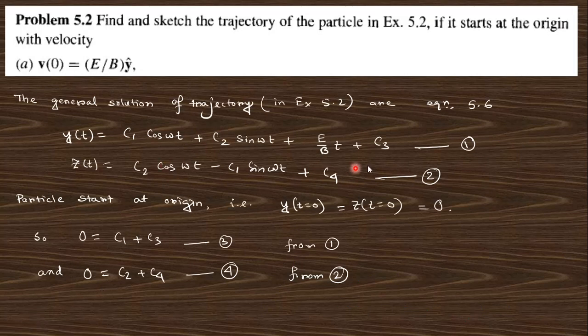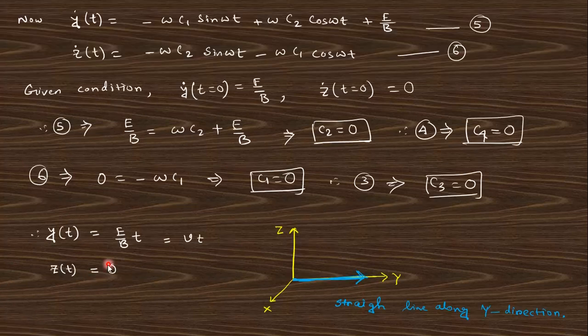Put these values in equations 1 and 2, and you will get the values of y and z. You can see y is Vt, which means it is linear, with no change along the velocity. It is moving to the right-hand side in a straight path, right?